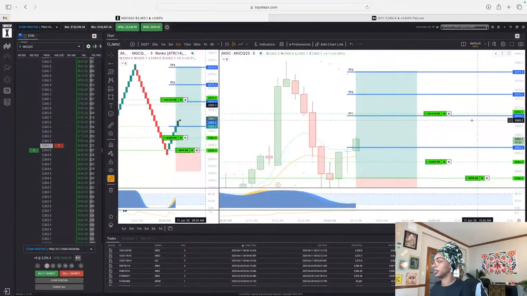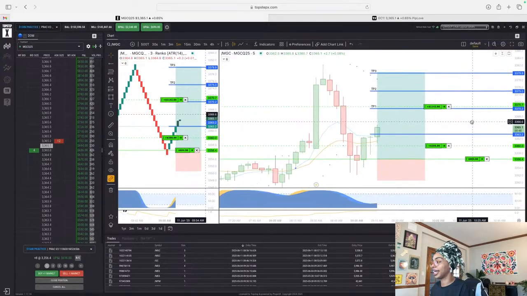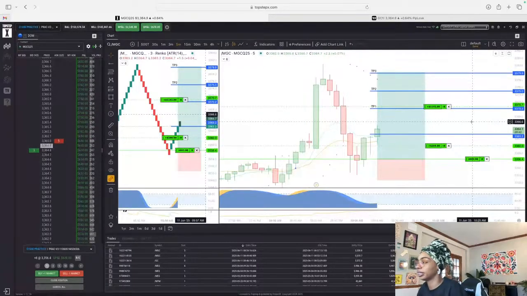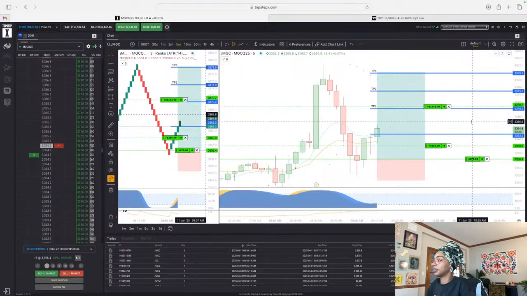Does that stop loss fit within your risk management? If you're in a 50K account, you definitely don't want to be risking more than $600 per day. That's a good daily drawdown stop, so that you can still live to trade another day.